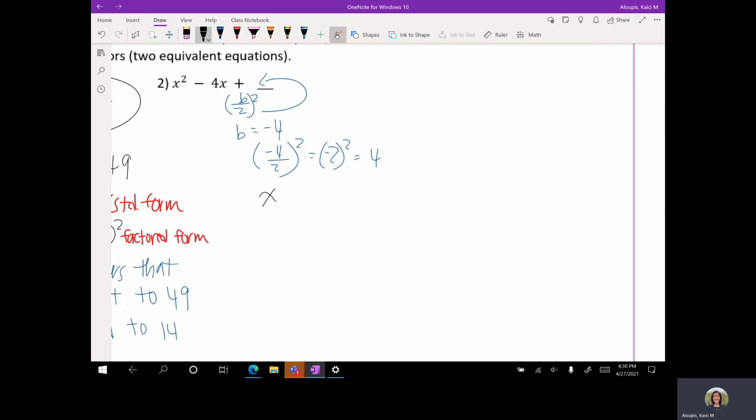We're going to have x squared minus 4x add 4. I already told you the spoiler. When you take half of b, that's what's going to be in the factored form. It's going to be x minus 2 times x minus 2, which is the same thing as x minus 2 squared.